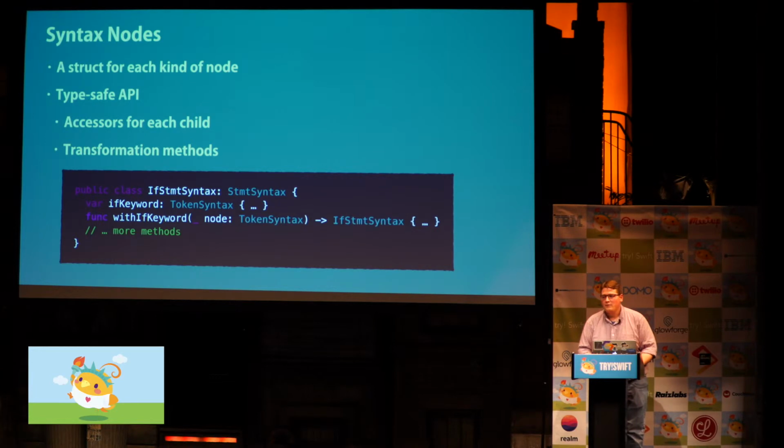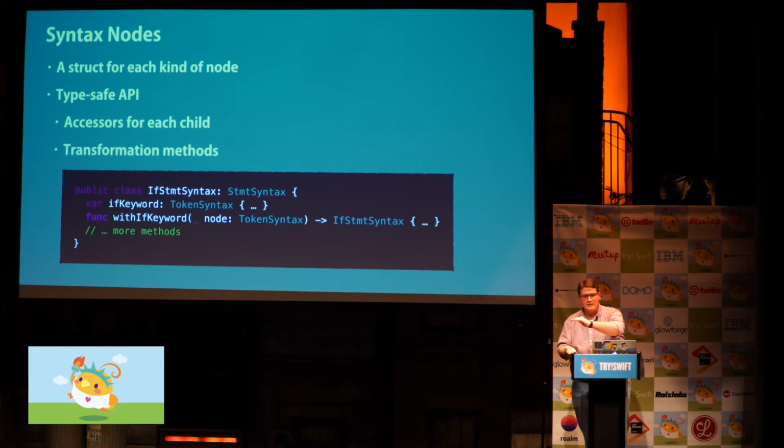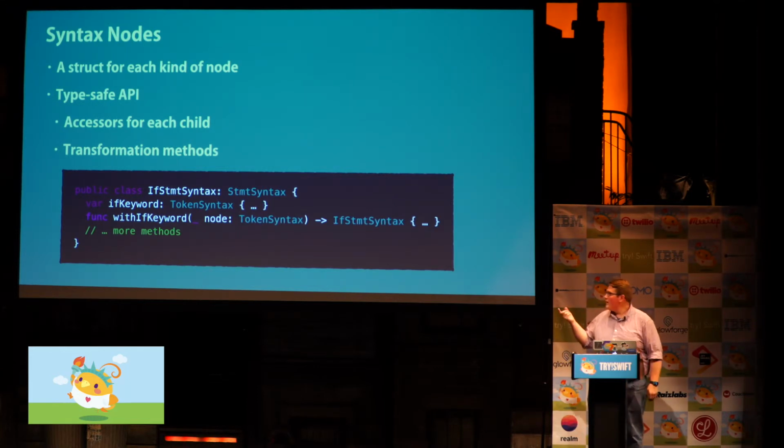Finally, the syntax nodes. The raw syntax and syntax data are hidden away completely. You'll be working with the syntax nodes directly when you're using the library. And there's a different declaration for each node in the Swift grammar, and these provide a type-safe way to get at each of the children. So whereas syntax data just has an array of all the children, if statement syntax is going to have an accessor for the if keyword token. It's going to have an accessor for all the statements inside. And then it also has functions for transforming the node and returning a new node with one of the children replaced. We'll talk about that in a little bit.